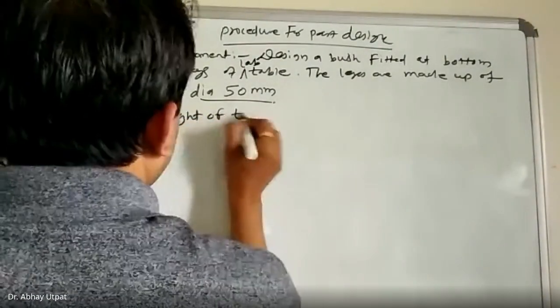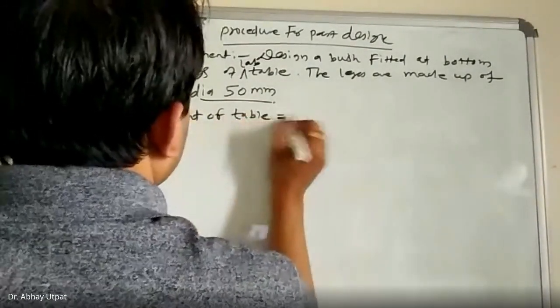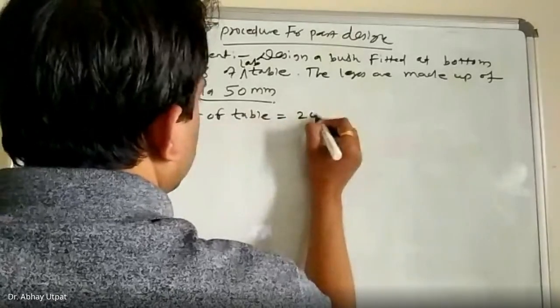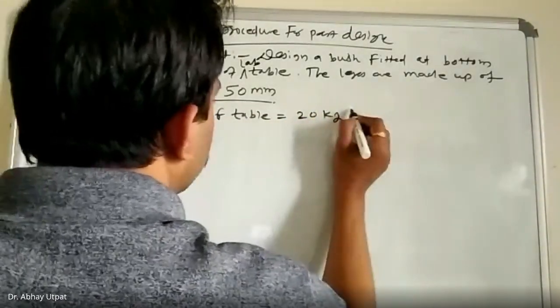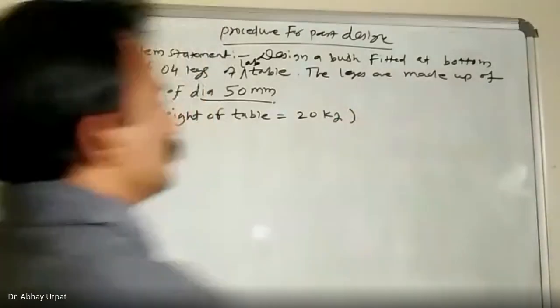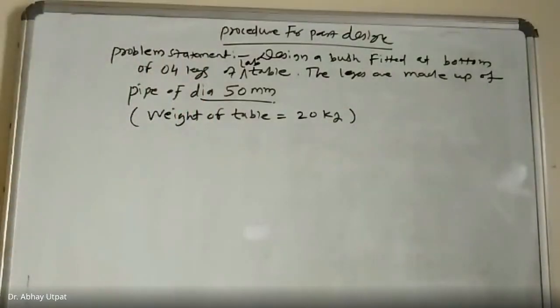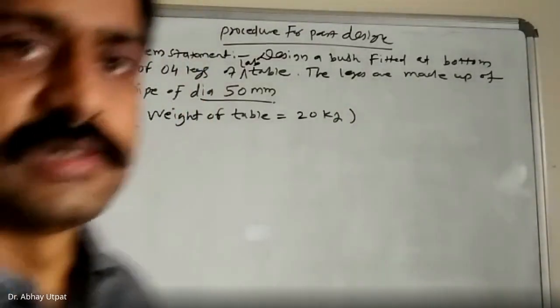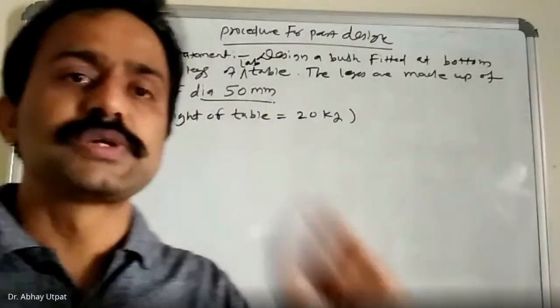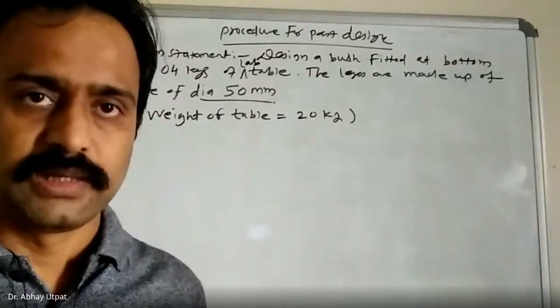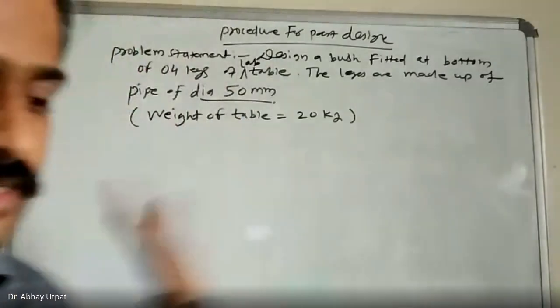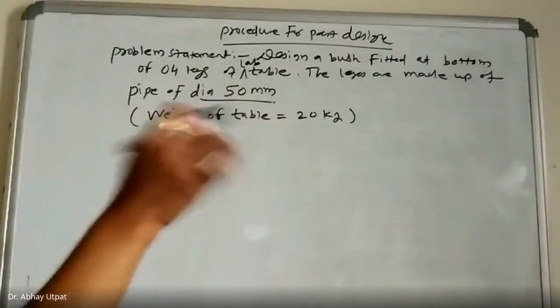Weight of table equal to 20 kg. So what is the aim? The aim is to design the bush. Okay. Now I hope you are starting with me, writing in the notebook.